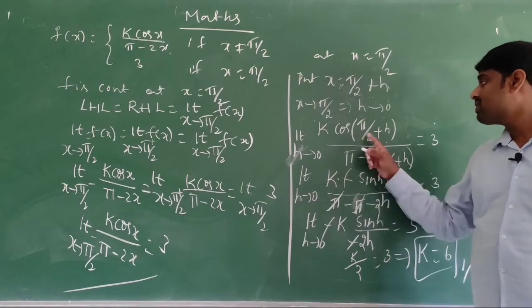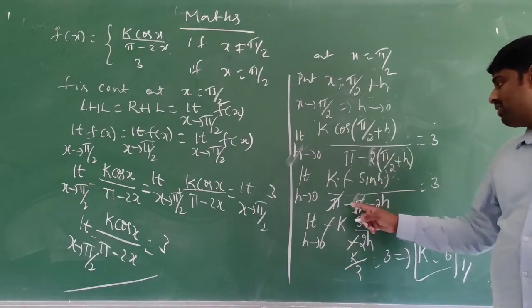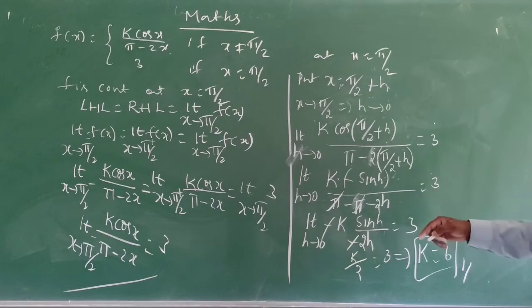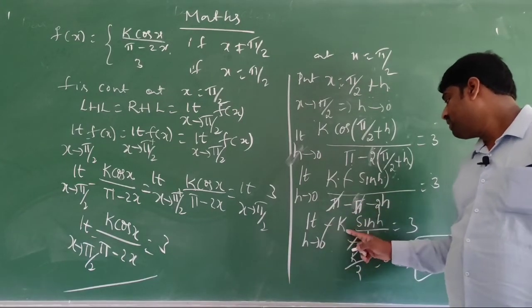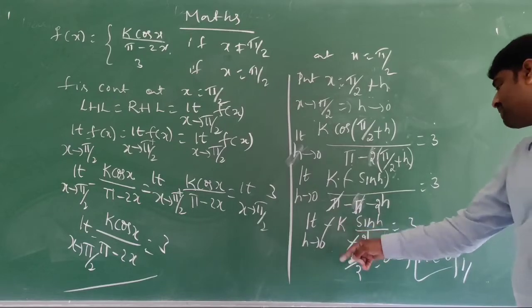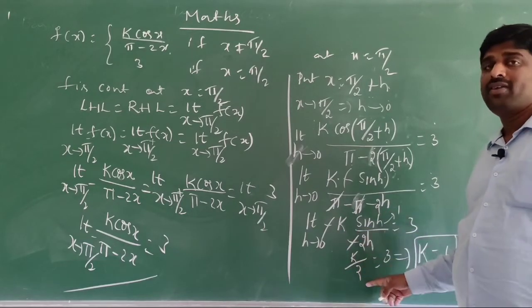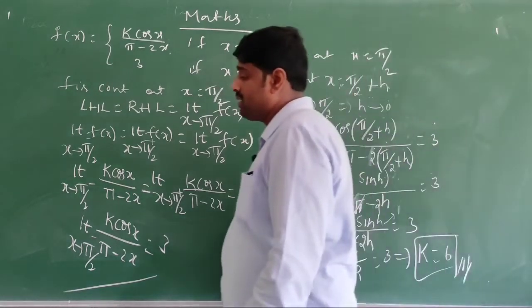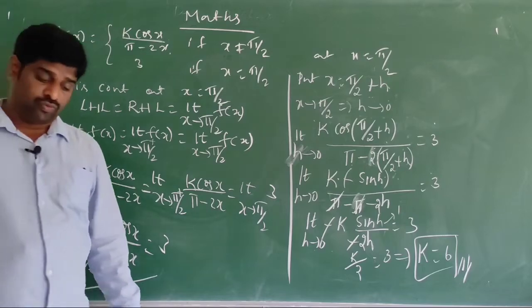K into cos of 90 plus theta is minus sin theta. So 2 cancels, pi minus 2h is equal to 3. Pi cancels. Limit h tends to 0, k sin h by h. What is this value? 1. Therefore k by 2 is equal to 3, k is equal to 6. So this is the solution of this problem. The continuity concept is closed.